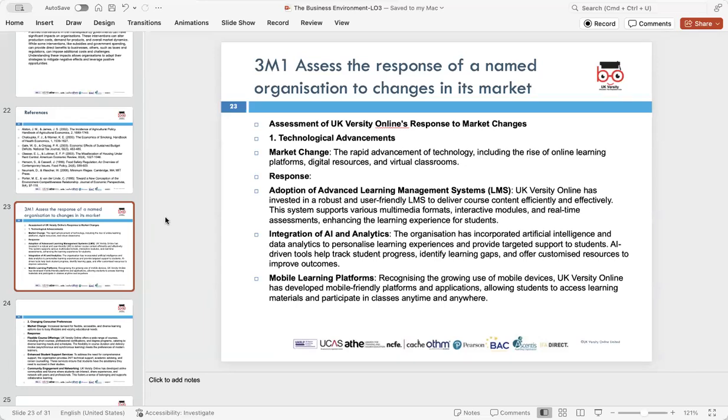strengths and weaknesses. Then mobile learning platforms: with the increasing use of mobile devices, UK Versity Online has developed mobile-friendly platforms and applications. These platforms enable students to access learning materials and participate in classes from anywhere, at any time. The flexibility ensures that students can continue their education despite busy schedules or other commitments. So mobile learning platforms make education more accessible.